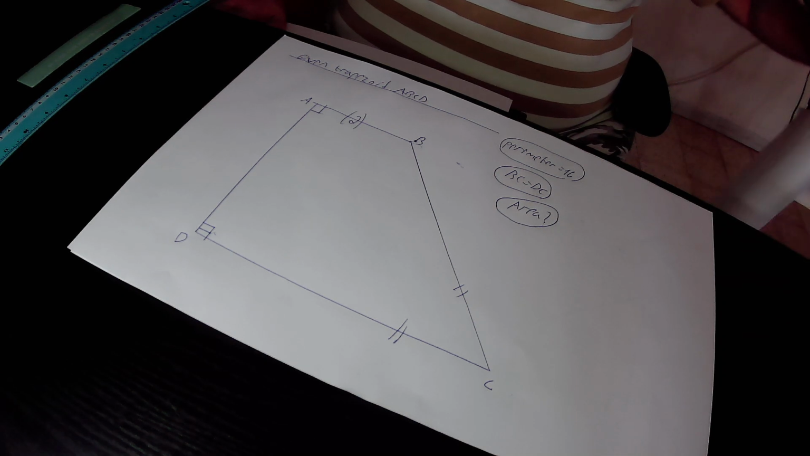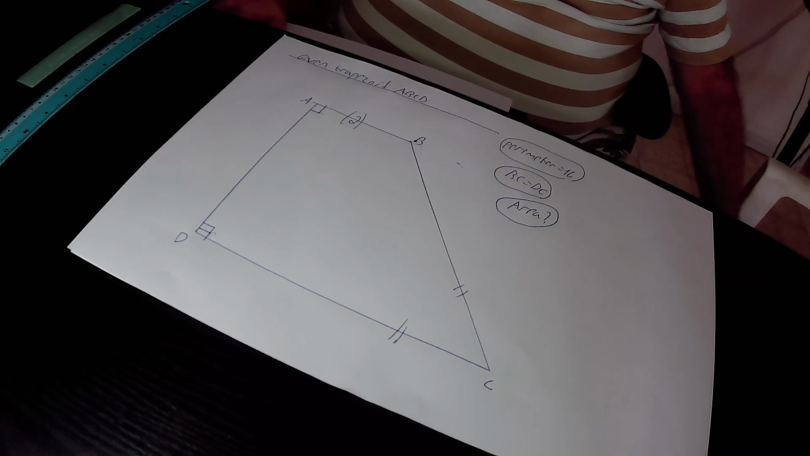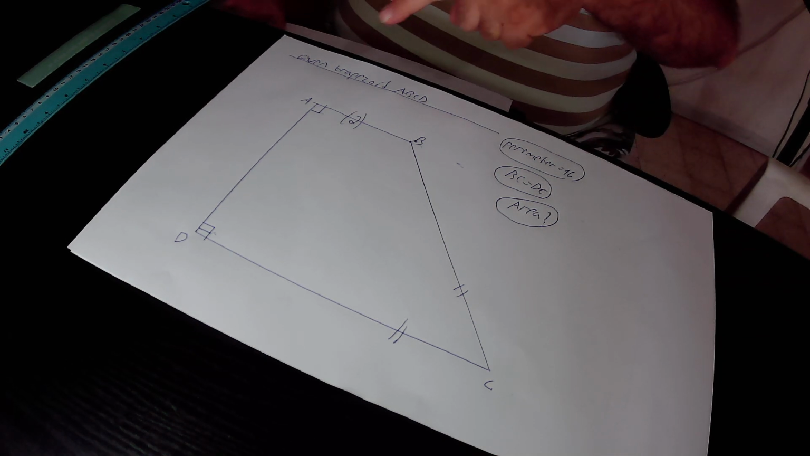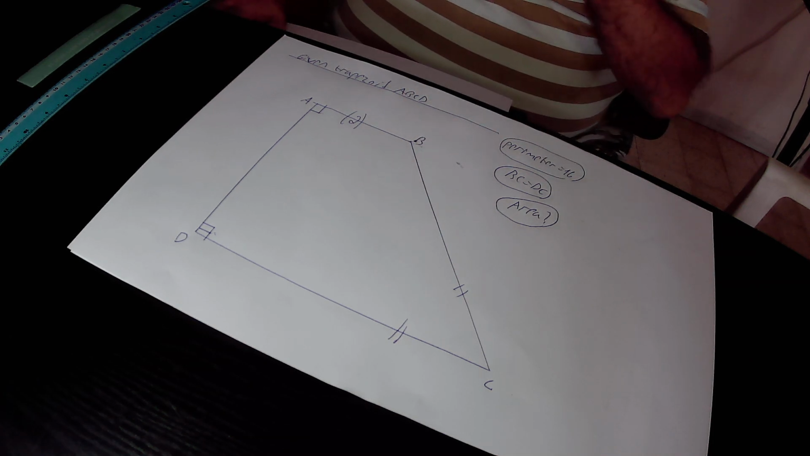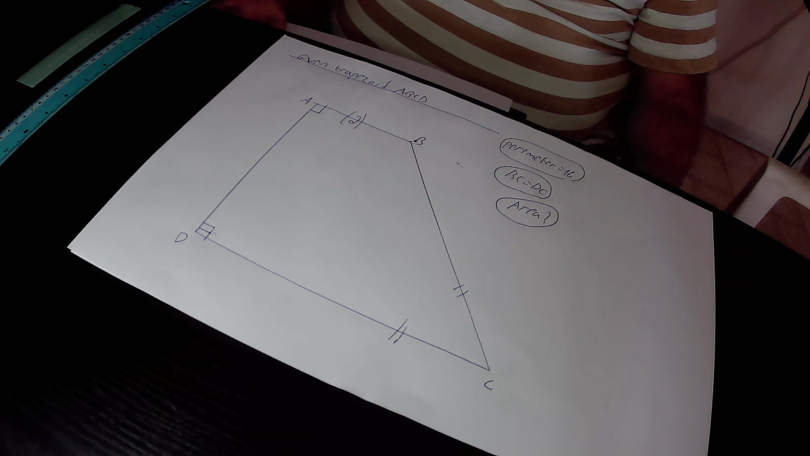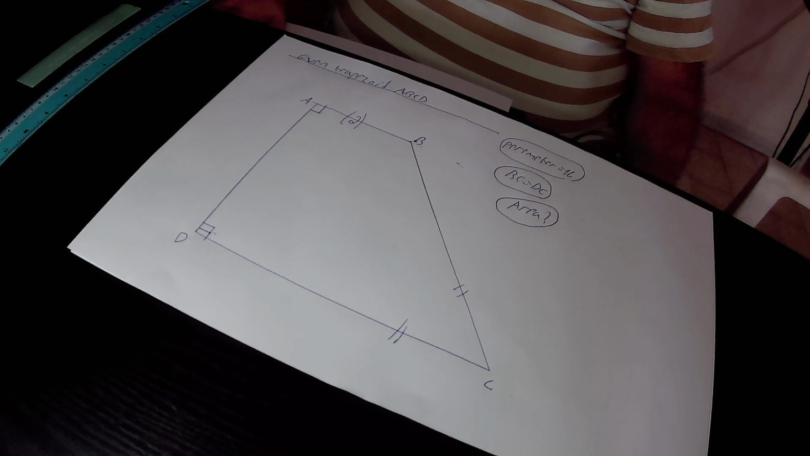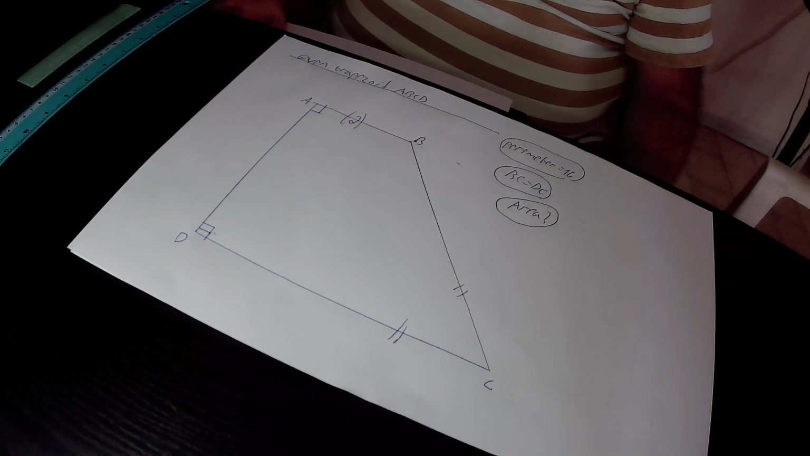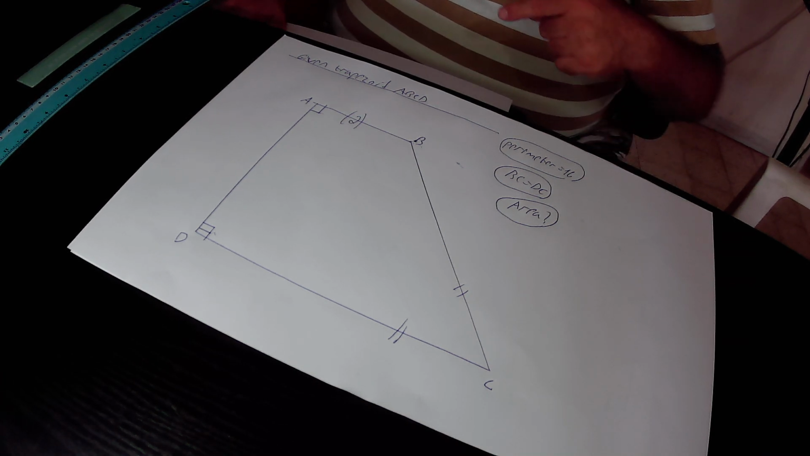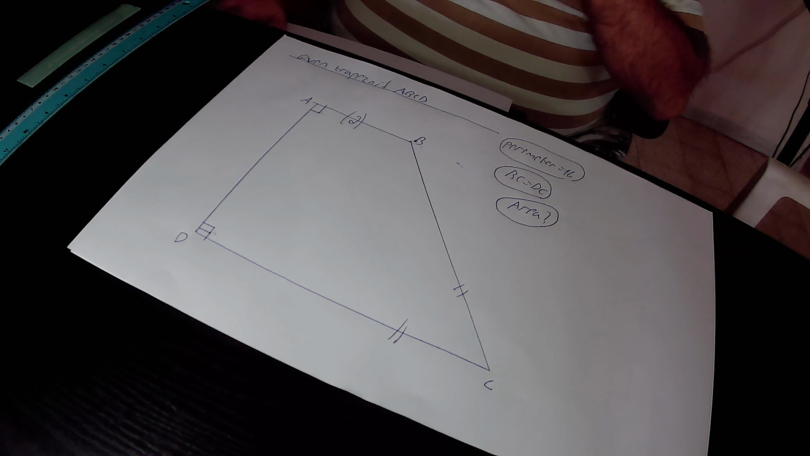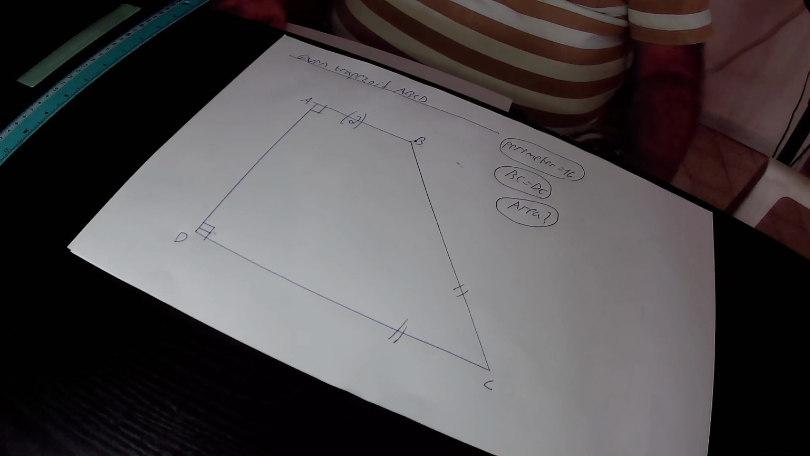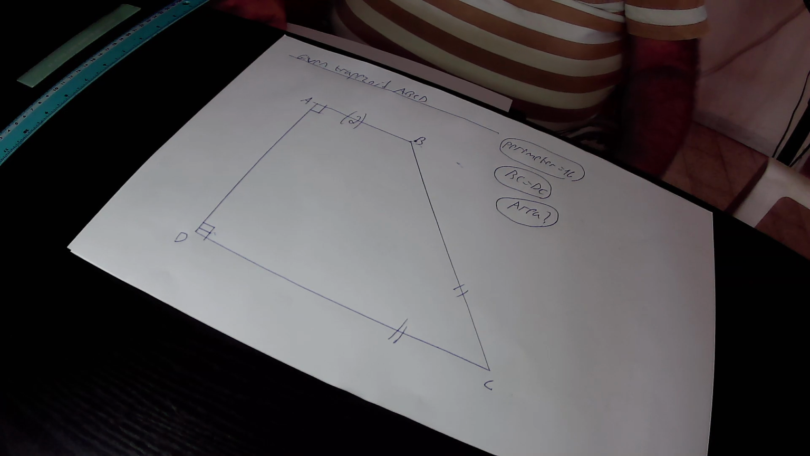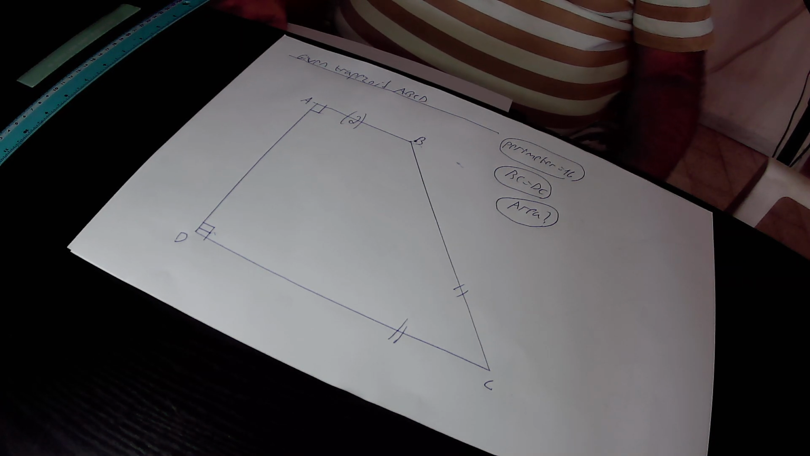So in the first question, we find out the area of this trapezoid ABCD. It is given in the question that the perimeter of this trapezoid is equal to 16 units. What is the perimeter? The perimeter is the sum of the lengths of all the sides of a trapezoid.